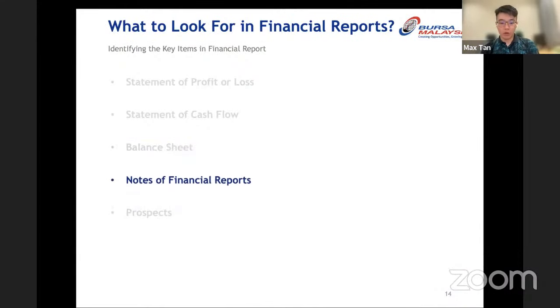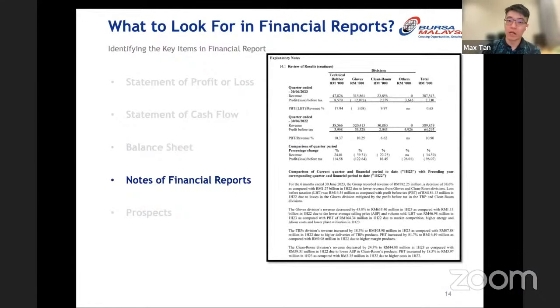Okay. Now to a little bit more interesting items like the financial report. So for this company itself, like Kosan, like I mentioned just now, they explain to you what is actually going on with the company, like technical rubber, what happens in that period. So in this case, it's talking about first half. First half means 2 quarters, Q1 and Q2 together. What actually happens to the company? Technical rubber performance was this and this, and glove segment was this and this. Then clean room, sometimes they have other businesses that contribute significantly to the company.